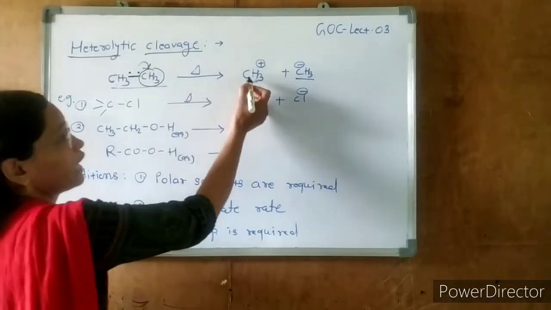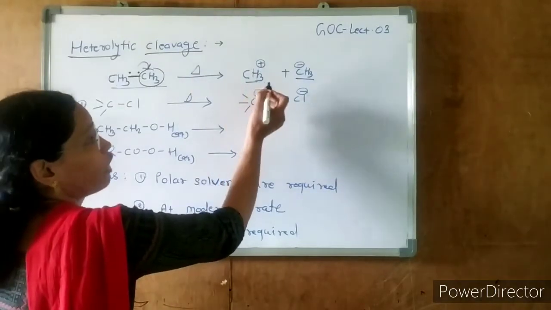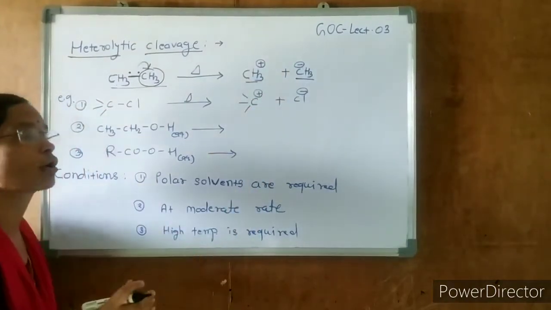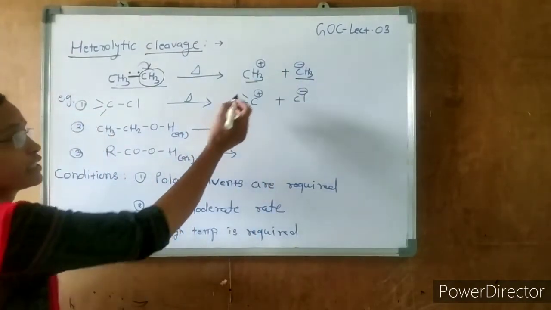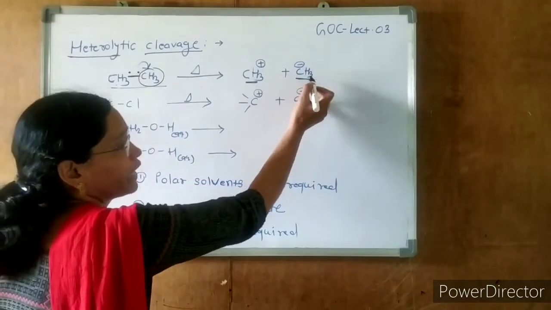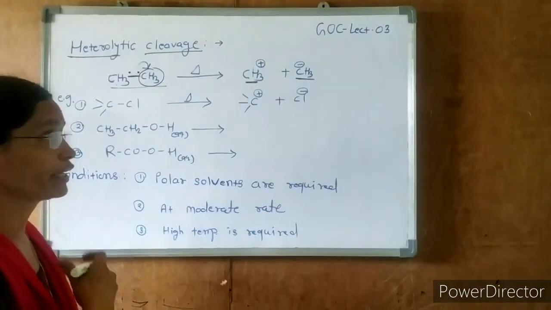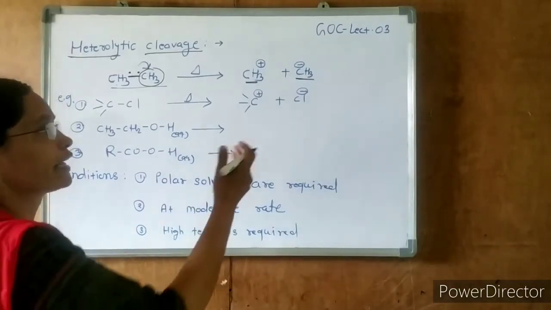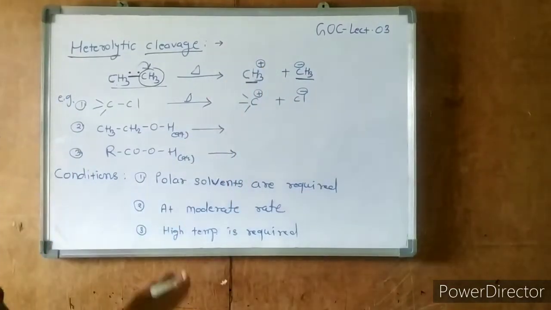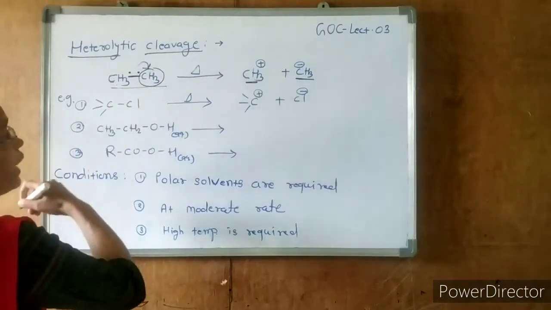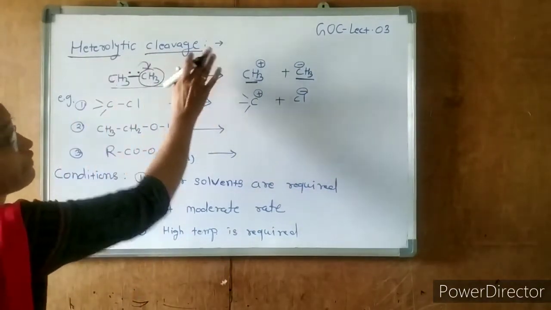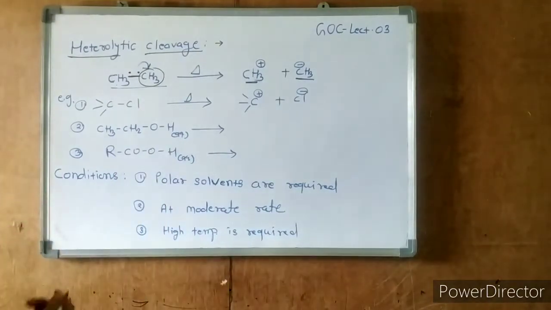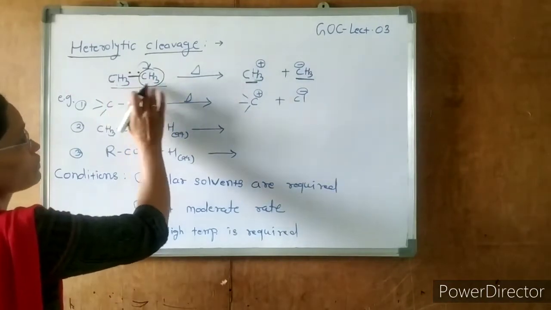Here the carbon bearing a positive charge is called a carbocation, and the carbon bearing a negative charge is called a carbanion. This is a carbocation and a carbanion. These are the reactive intermediates, the intermediate species, and we will discuss reactive intermediates in detail later on. Now let us try to understand how heterolytic cleavage takes place. What are the essential conditions for heterolytic cleavage? Now this is a common example just for understanding.